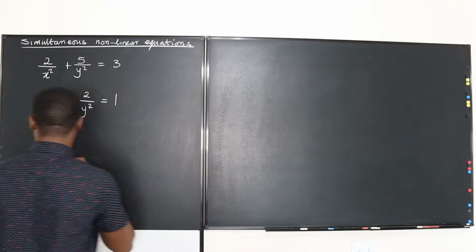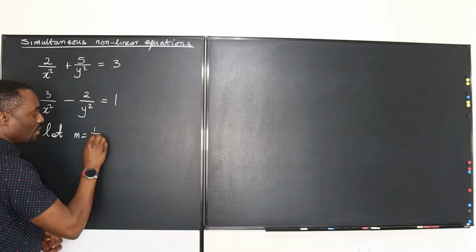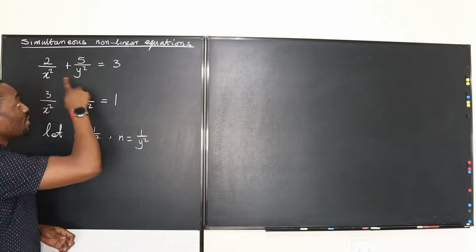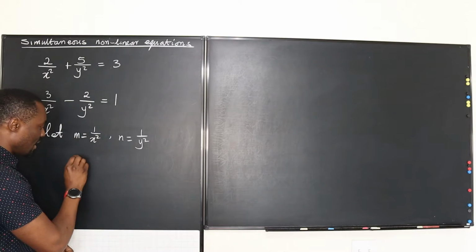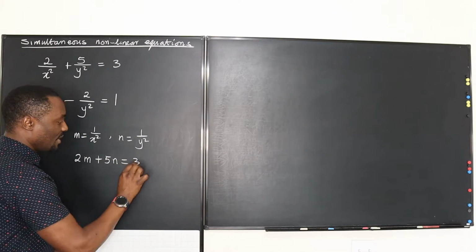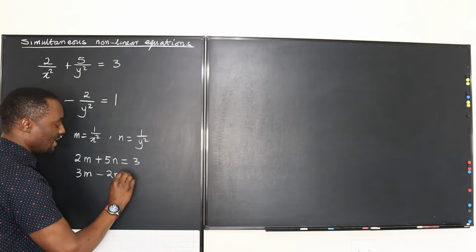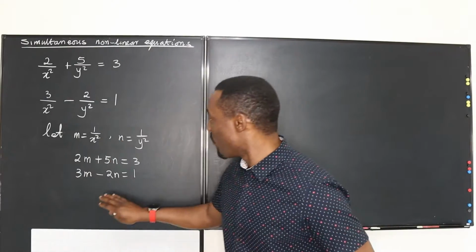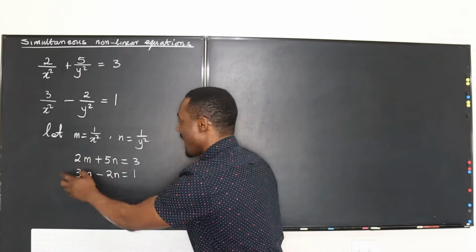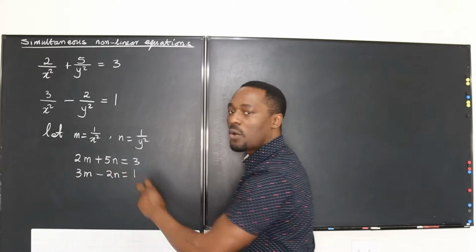So let's look at this. If I say, let m be equal to 1 over x squared, and I say let n be equal to 1 over y squared, then I can rewrite these two equations to look like this. 2m plus 5n equals 3, and here I'm going to have 3m minus 2n equals 1. Now this is what we are used to when it comes to solving systems of equations, and now you can go ahead and find what m is, find what n is, and go back here and solve for x.